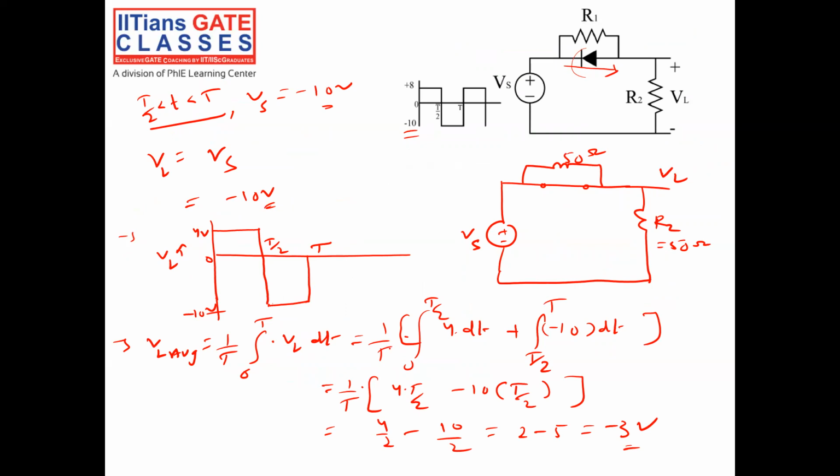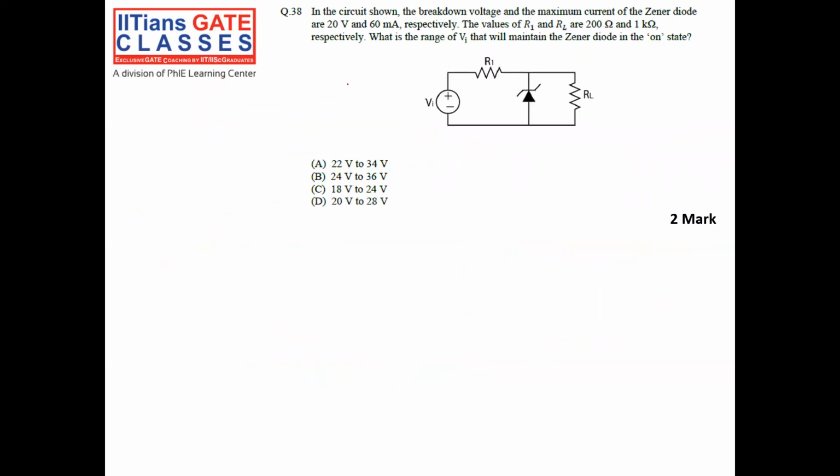Okay, let's see the next question. Sir, this is a very good question. In the circuit shown, the breakdown voltage and the maximum current of the general diode are 20 volt and 60 milliampere.